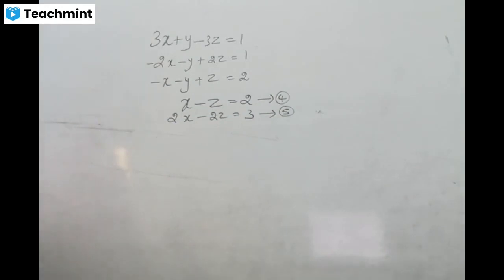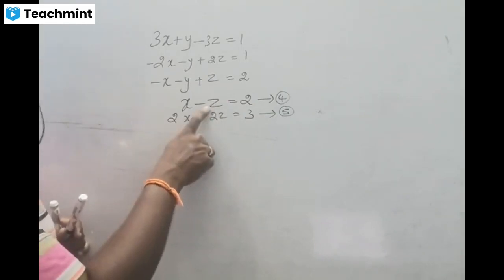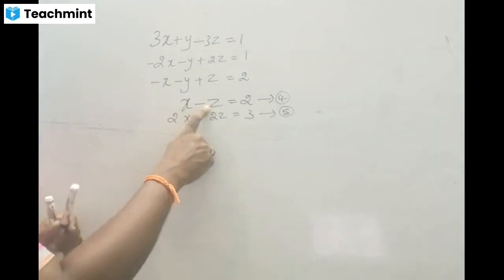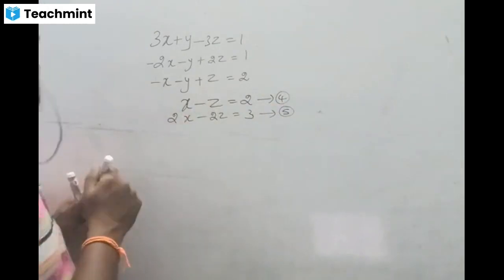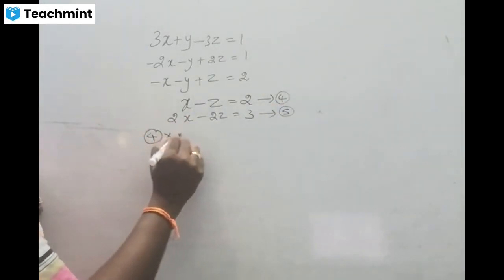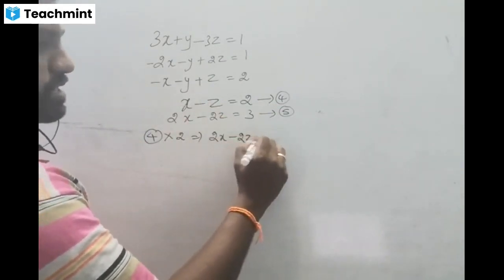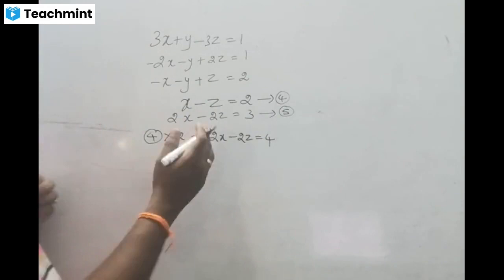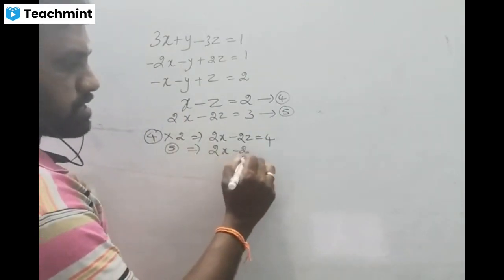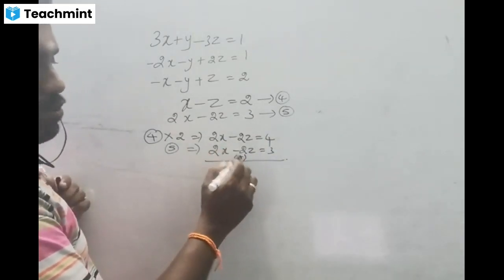Now I am going to solve the equation 4 and 5. How can I solve it? Suppose I want to eliminate z, then what will happen? Here we have 2z, here we have only 1z. So here we need only 2. How can we get 2 here? By multiplying the entire equation by 2. So the fourth equation is multiplied by 2, we get 2x, 2z, and 2 twos are 4. There is no change on the fifth equation, so it comes as it is: 2x minus 2z equal to 3. Then I want to change the sign because both have the same sign.